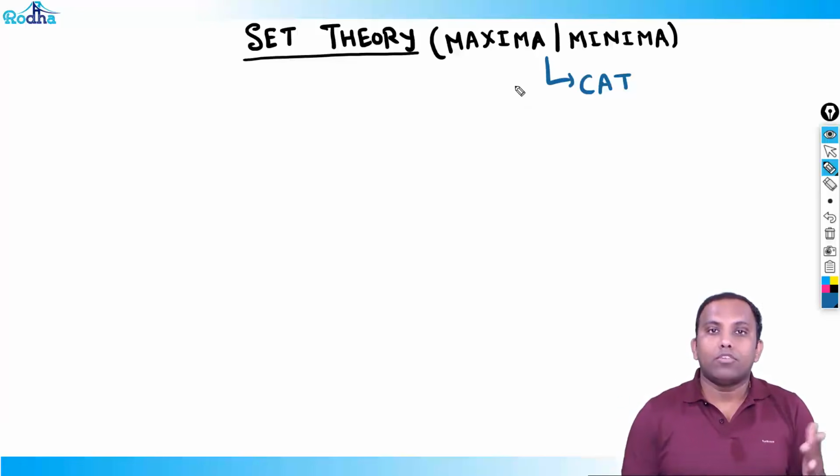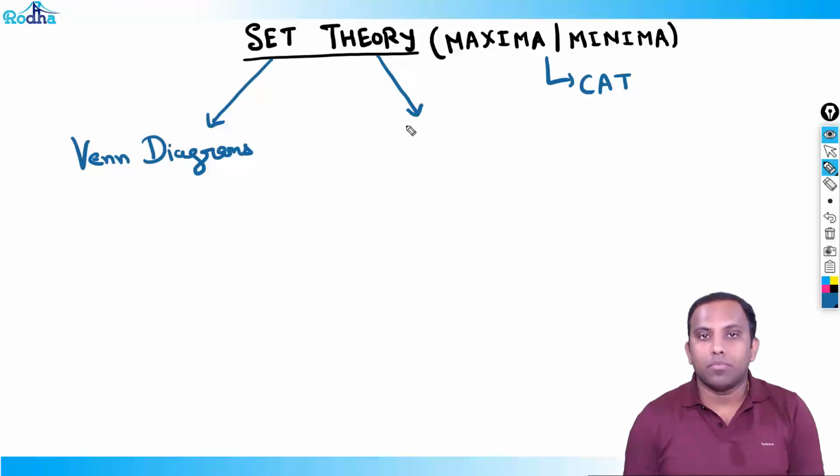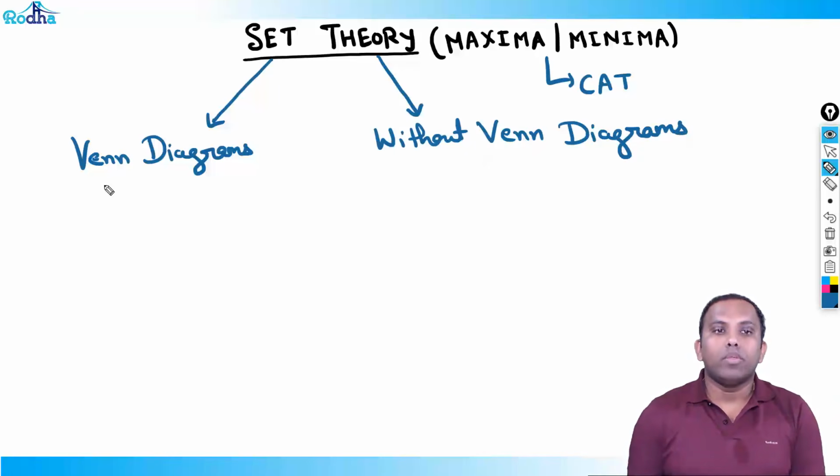There are different kinds of problems in set theory. One kind we will solve with the help of Venn diagrams, and another type of question we will solve without Venn diagrams. With Venn diagrams we know; we'll discuss it also.